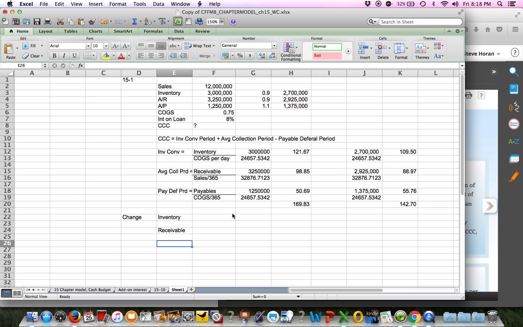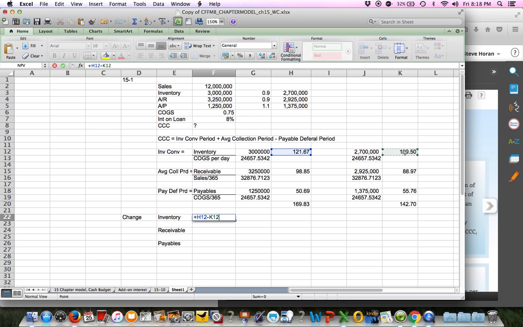And then also change in payables. Okay, and that will help us figure out what's been freed up. So with inventory, we have to look at it in terms of days. We have to basically say, what is the days that I saved? So I'm going to go with the base case of inventory was 121 minus the 109.50. Okay, that's a start. That's not the entire answer, but that's the start of it.